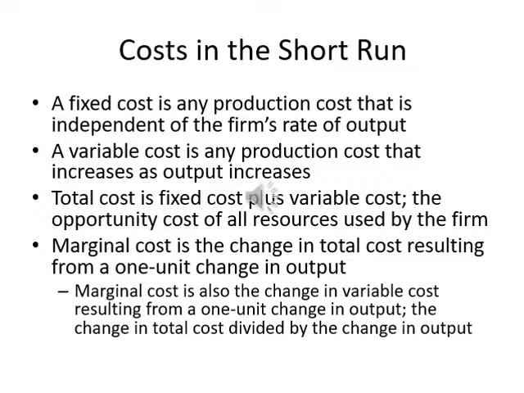Total cost is fixed cost plus variable cost, the opportunity cost of all resources used by the firm. Marginal cost is the change in total cost resulting from a 1-unit change in output. Marginal cost is also the change in variable cost resulting from a 1-unit change in output, the change in total cost divided by the change in output.